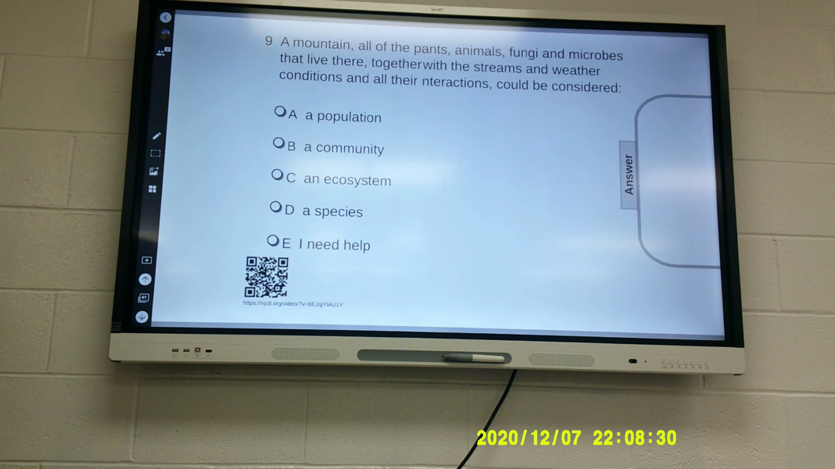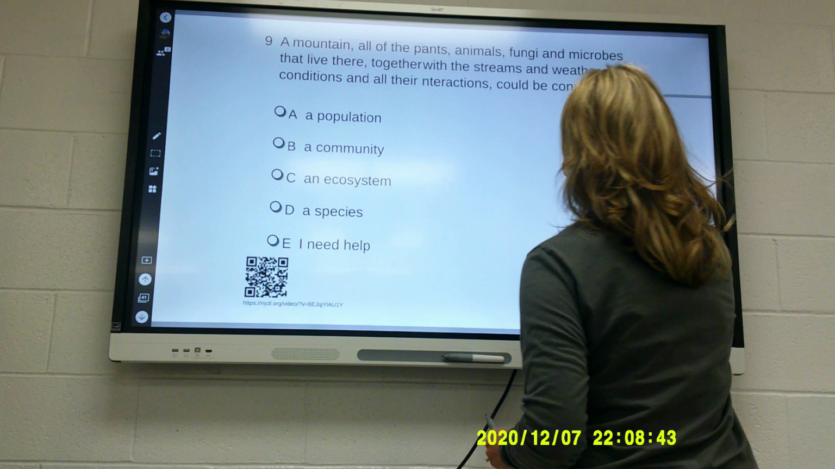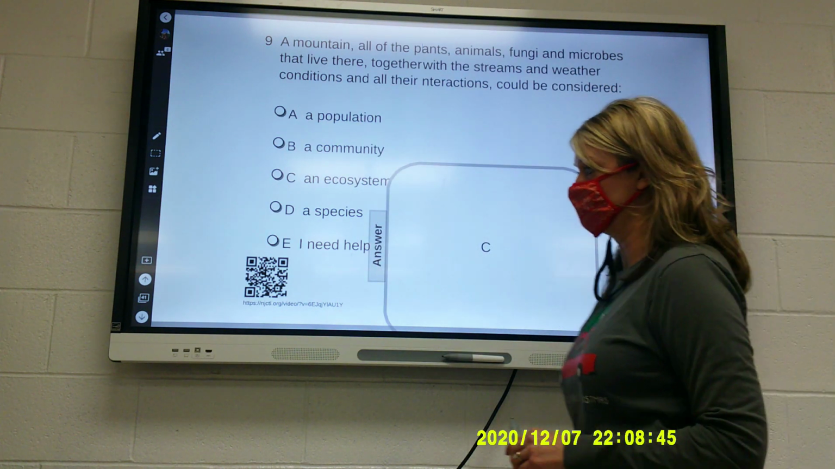A mountain, all of the plants, animals, fungi, and microbes that live there together with the streams and weather conditions and all their interactions. Is that a population, a community, an ecosystem, or a species? Go ahead. C. C? Ecosystem is correct.